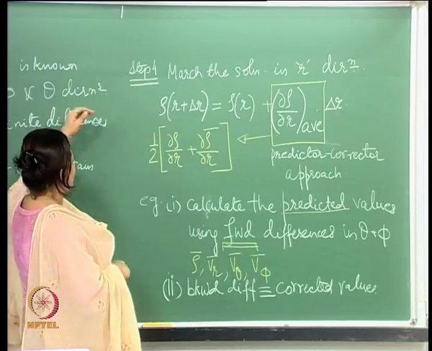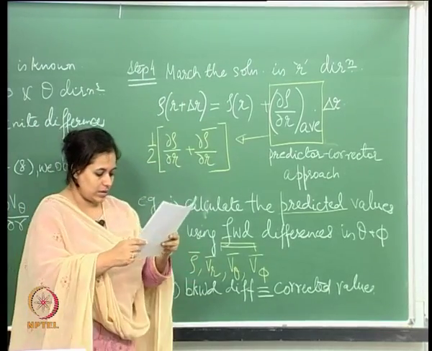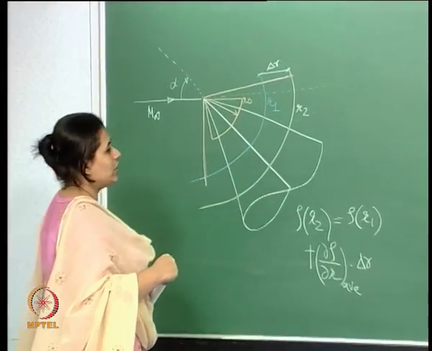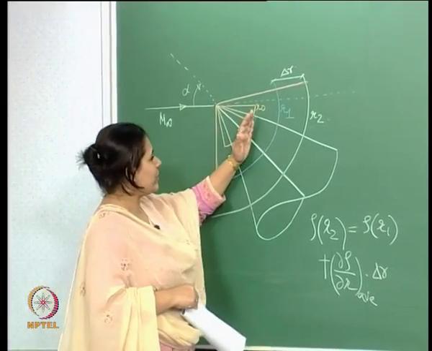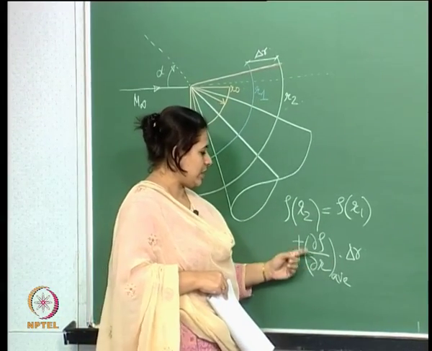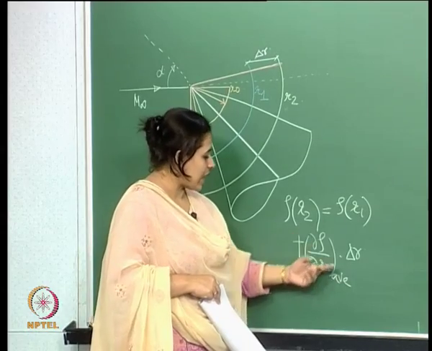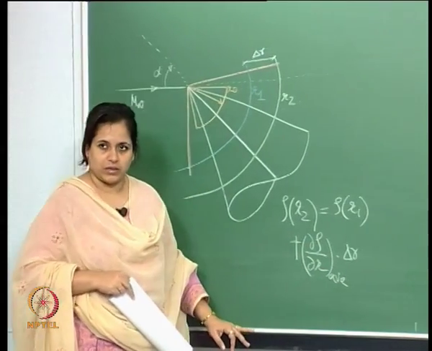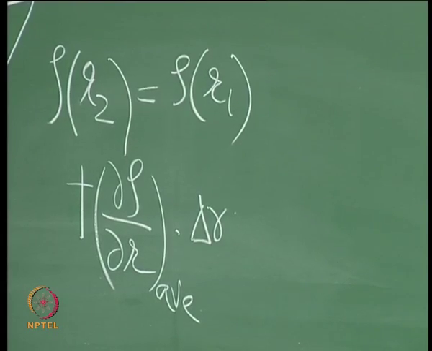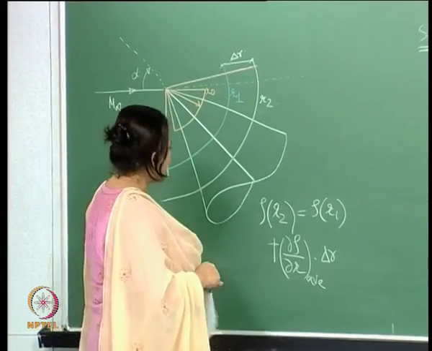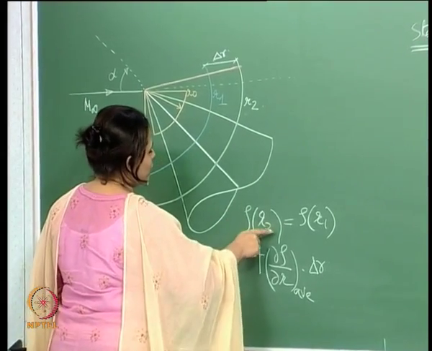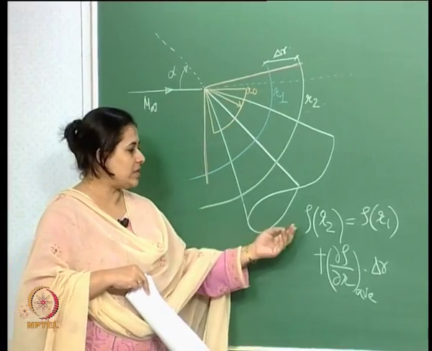So then we march the solution in the r direction. How long do we do that? We have come here and we are now calculating this average value, which we said we will calculate using a predictor corrector approach. Essentially, the whole objective of all of that is to get an estimate for this rho of R2, for the density at R2.